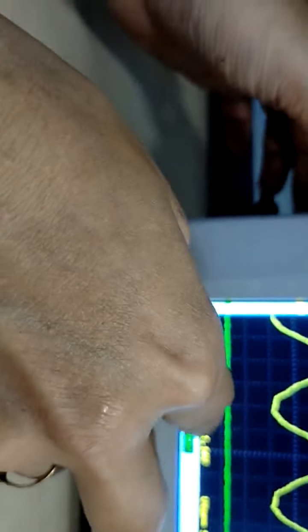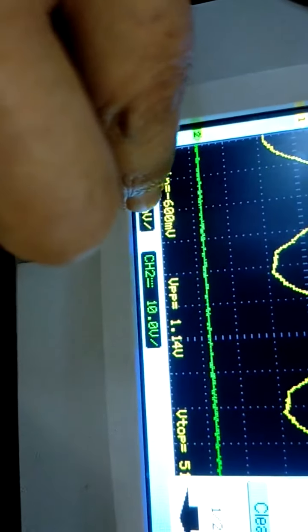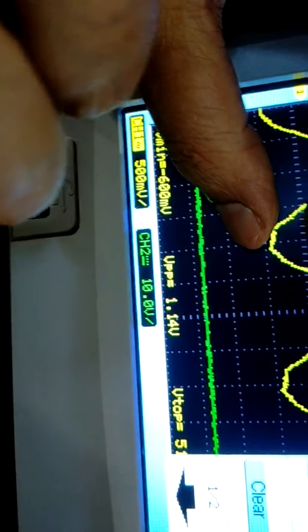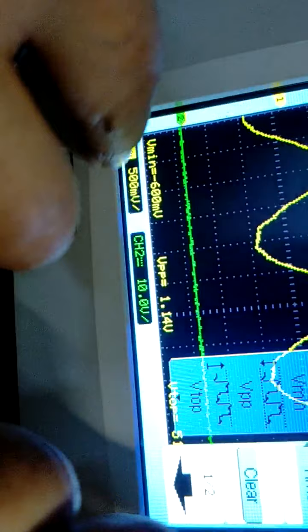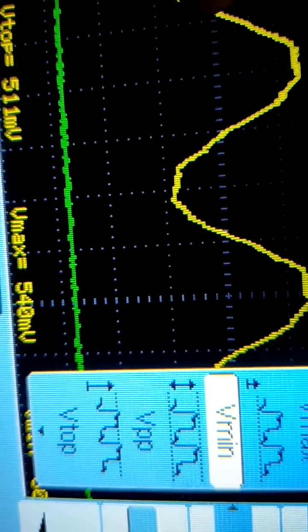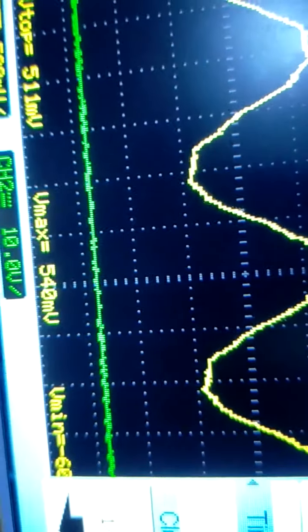Now see, this V peak to peak indicates the measurement of the amplitude of the overall signal from this to this. This is 1.14 volt, and this V minimum is minus 600 millivolt. V minimum indicates this portion, as it is indicated by this negative portion, that's why it is coming with a negative sign. And V maximum, let me show you, this is the upper portion, 540 millivolt.